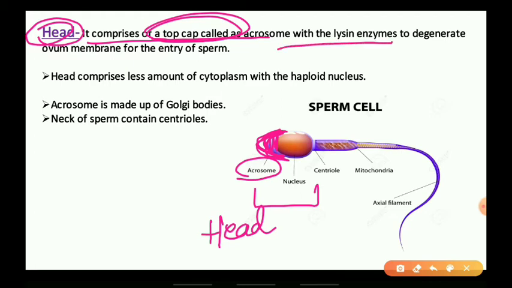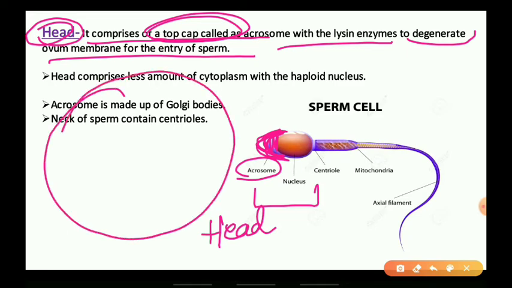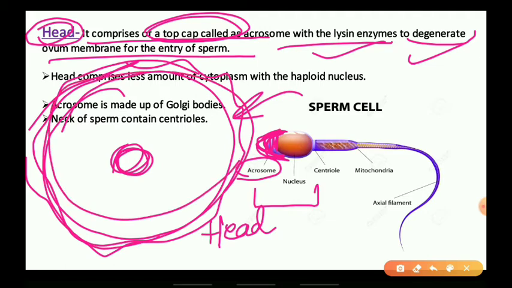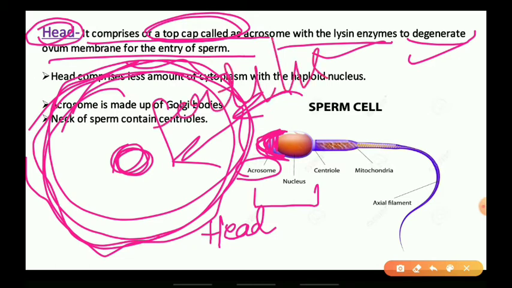These lysine enzymes help to degenerate the ovum membrane. Suppose this is the ovum. This ovum has a lot of membranes. So when the sperm is going to penetrate it, first of all its acrosome should release some lysine enzymes which degenerate the outer membrane, and the sperm should enter into it to fertilize it. I hope you people are understanding.